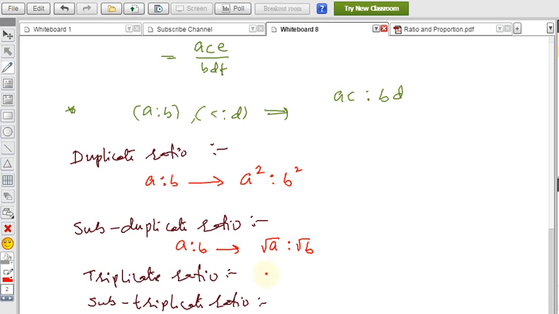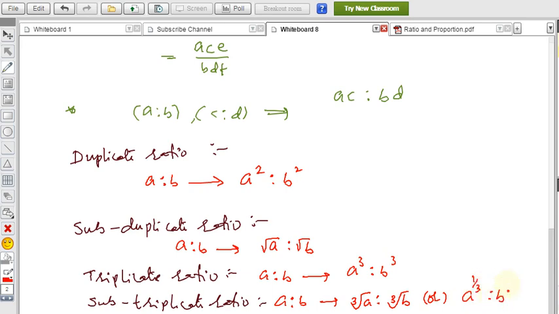Similarly, triplicate ratio. The triplicate ratio of A is to B, that is a triple, no? So A cube is to B cube. Then if A is to B is the ratio, the subtriplicate of A is to B is the cube root. That means A to the power 1 by 3. So cube root of A is to cube root of B, or A to the power 1 by 3 is to B to the power 1 by 3. These are the four types: duplicate and subduplicate, triplicate and subtriplicate ratios.